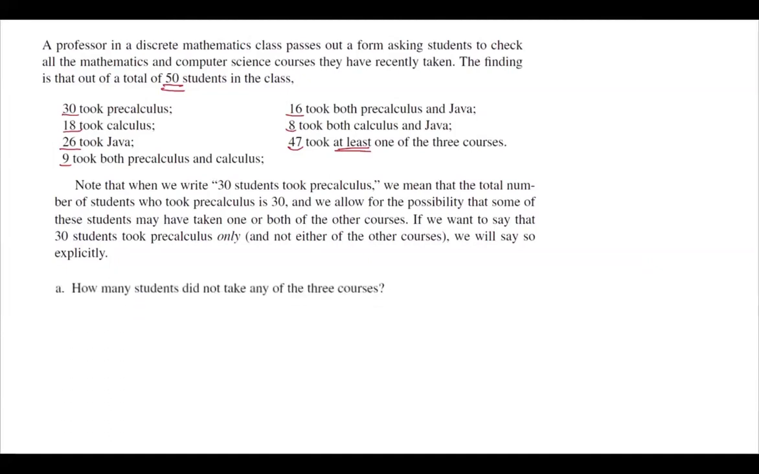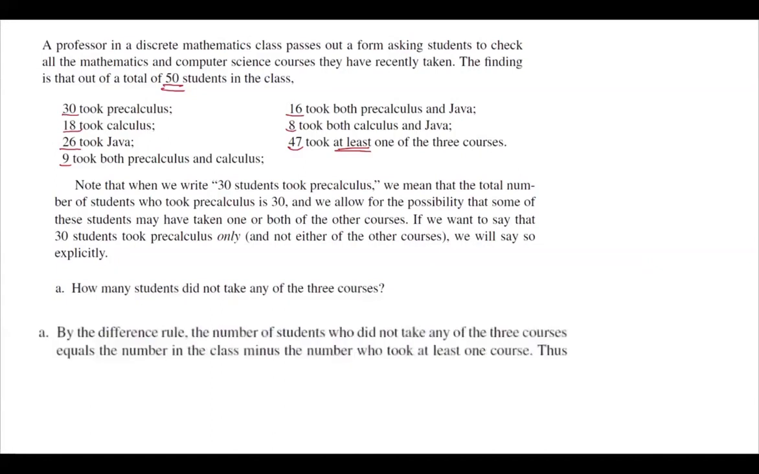Very good. How many students did not take any of the 3 courses? Well, take a look at our calculations. By the difference rule, the number of students who did not take any of the 3 courses equals the number in the class minus the number of students who took at least one course, which means 50 minus 47, which is 3 students. So 3 students didn't take any of the 3 courses.